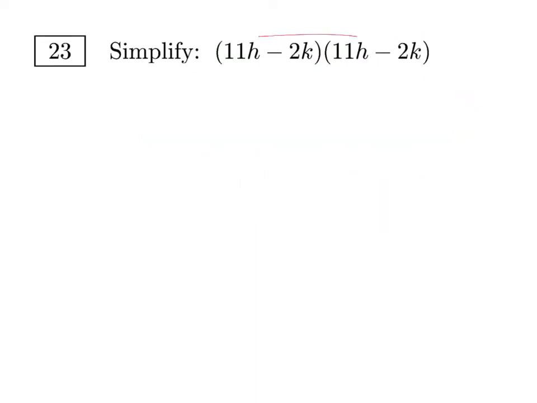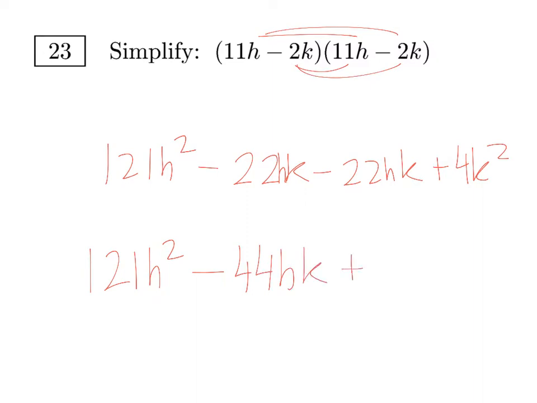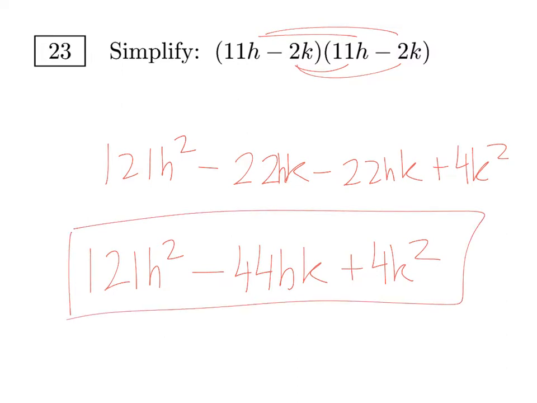All right, here I'm going to FOIL. So I have 121h squared minus 22hk, and then once again minus 22hk, and then plus 4k squared. So I get 121h squared minus 44hk plus 4k squared. Done. Nothing else we could do with it.